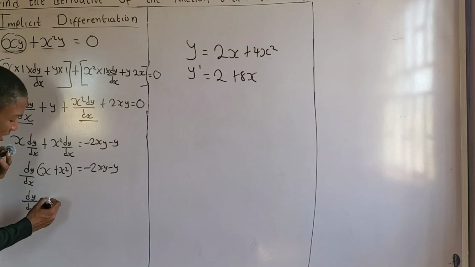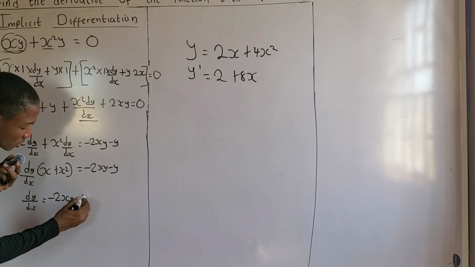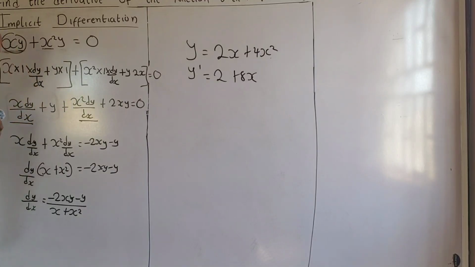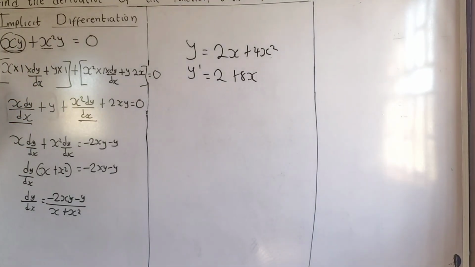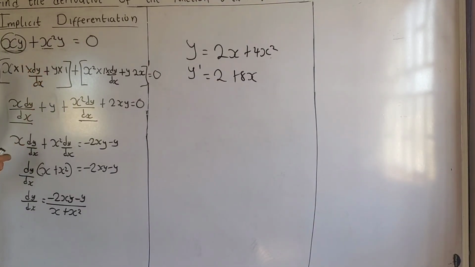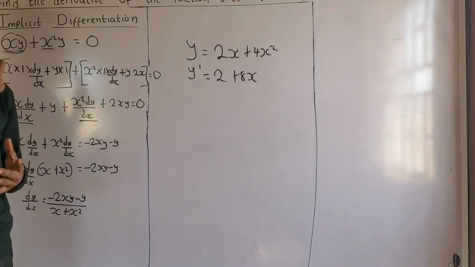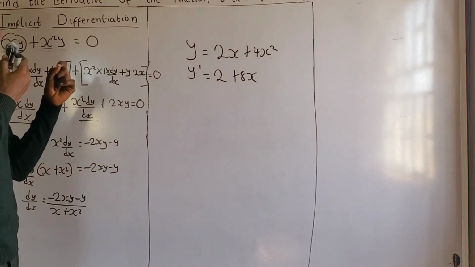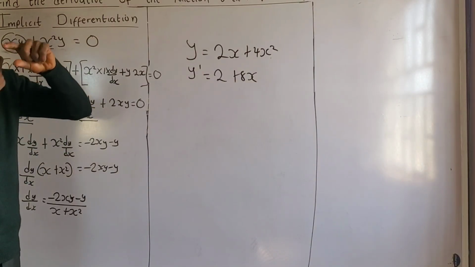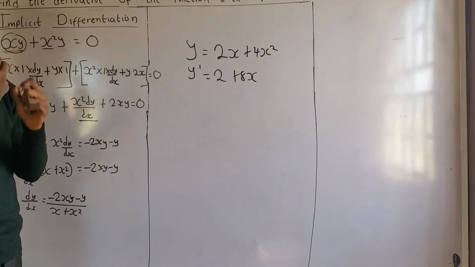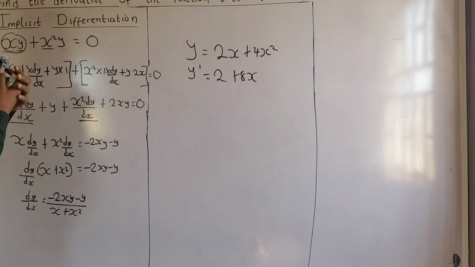So I'm going to have negative 2xy minus y all over x plus x squared, which is the final answer to the derivative of xy plus x squared y. You can see that it's simple. Listen, if you want to take the derivative of the implicit function, whatever you are differentiating, you have to multiply that derivative by dy over dx. You understand? Okay. Let's look at one more worked example here.